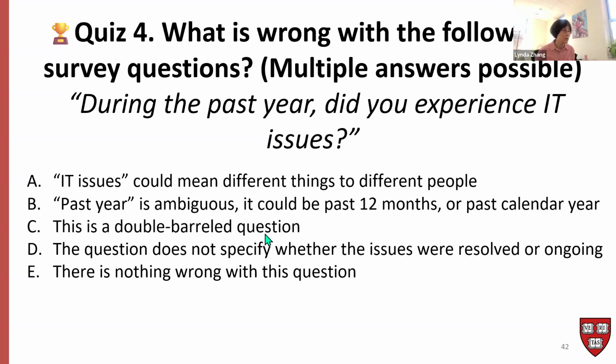And C, this is a double-barreled question. Actually, it is only asking about IT issues in a certain time frame, so it is not a double-barreled question. And D, the question doesn't specify whether the issue is resolved or ongoing. And actually, if you do want to ask that question, it would be a separate question. You don't want to ask two things at once. So D shouldn't be the correct answer. And E, certainly there is something wrong, so E is not correct. The correct answers are A and B. You've done a great job.